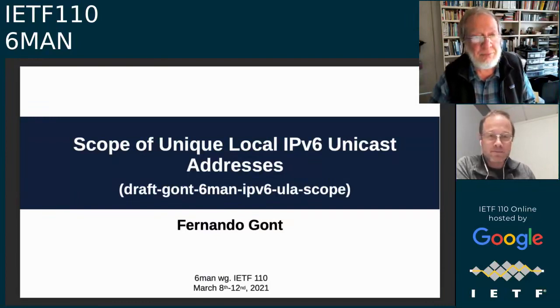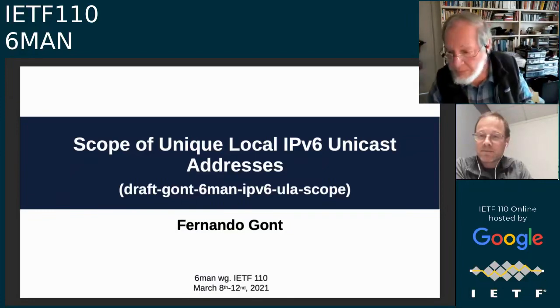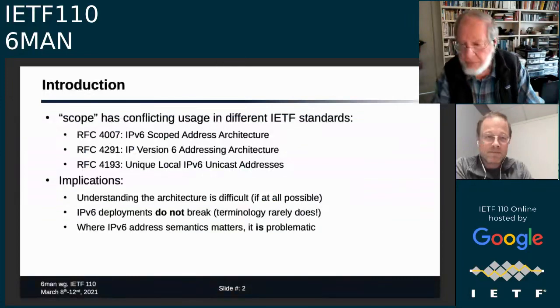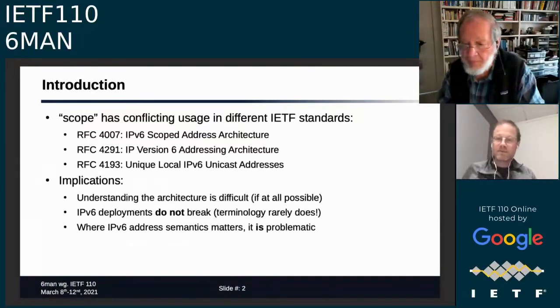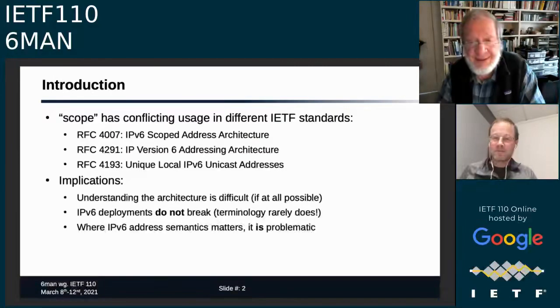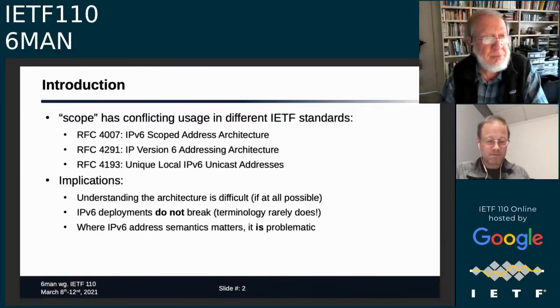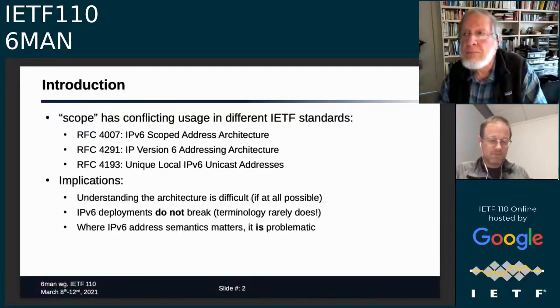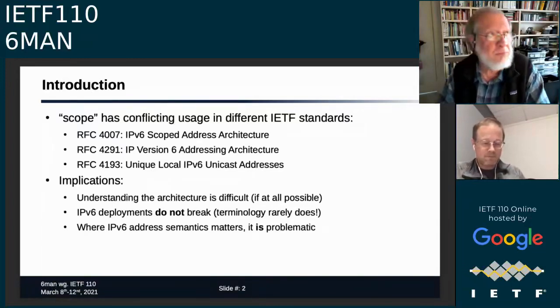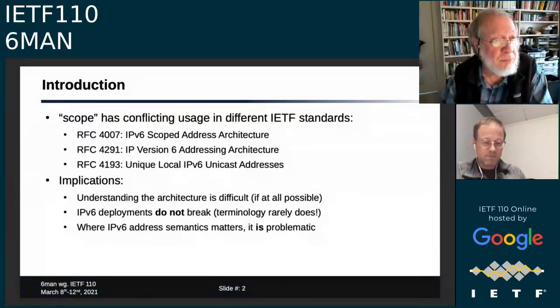Okay, so this is me again, presenting the document on the scope of unique local IPv6 unicast addresses. Next slide, please. Before getting into the topic itself, let me discuss a little bit how this issue came up. I was doing an IPv6 training course, and I was essentially explaining the IPv6 architecture, and I had questions asked about the scope of addresses. So I wasn't that sure, so I checked the specs regarding how the scope was defined in the scope addressing architecture, the IPv6 addressing architecture, the ULA specification.